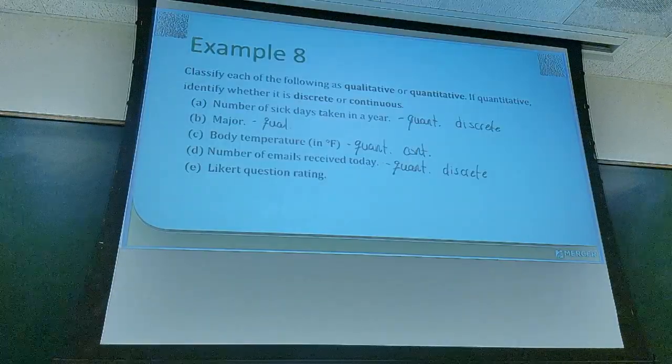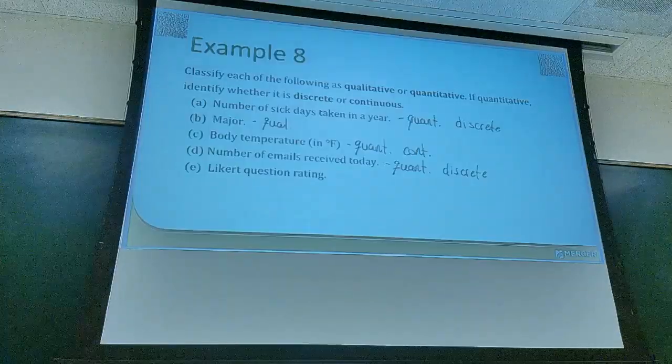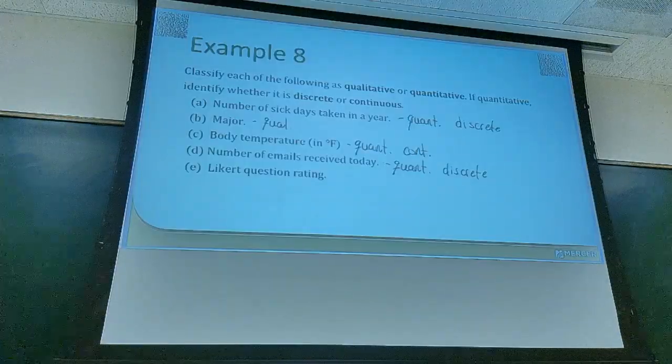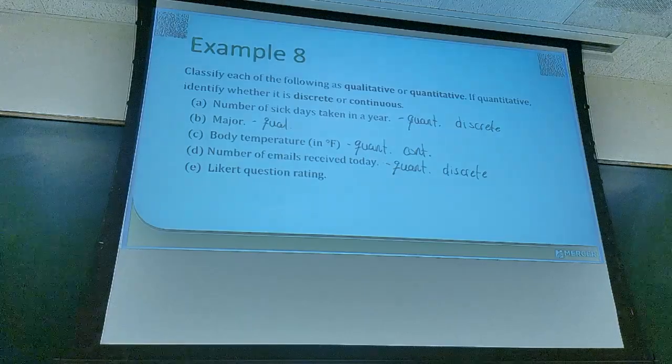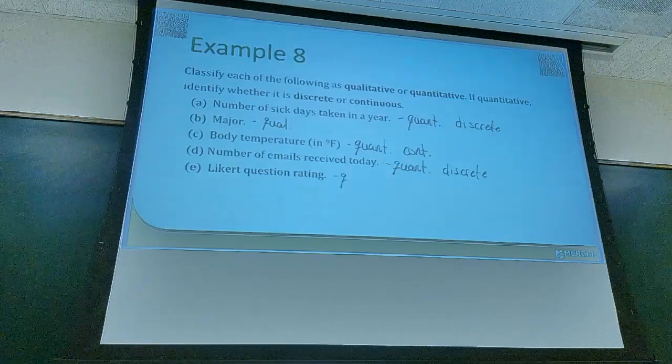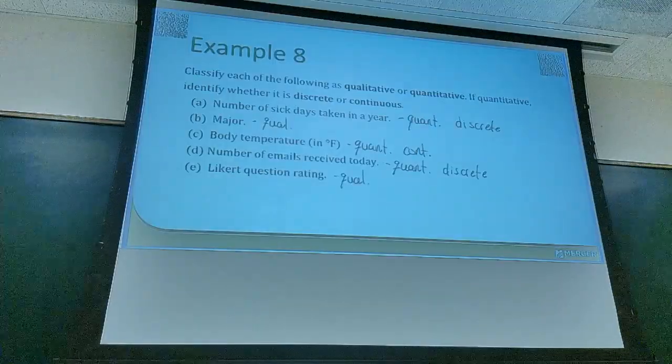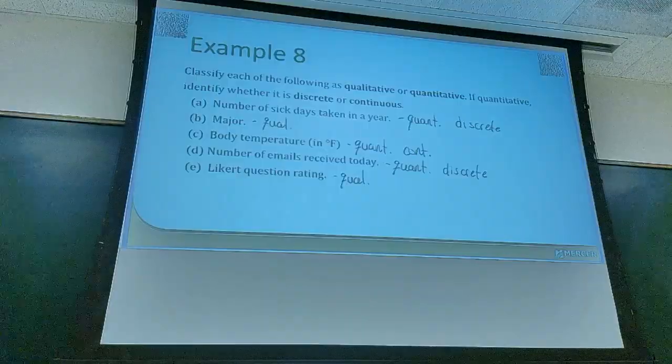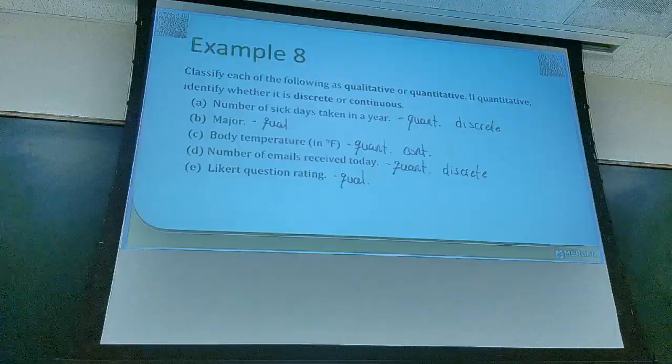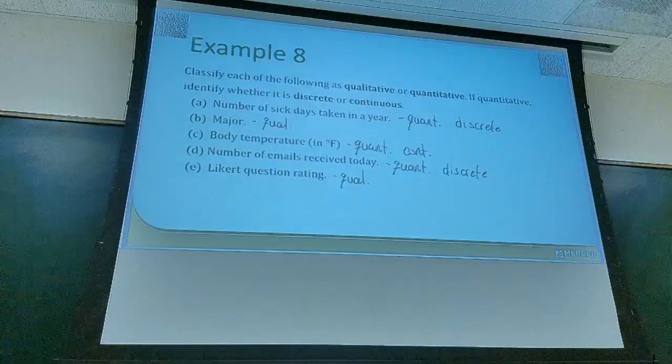Likert question rating. So again, strongly disagree is a 1, strongly agree is a 5. That is qualitative. Right? The numbers are just there for convenience. Instead of having to constantly write out strongly disagree, neutral, agree, strongly agree, we give them numbers for convenience only, but it's still qualitative.